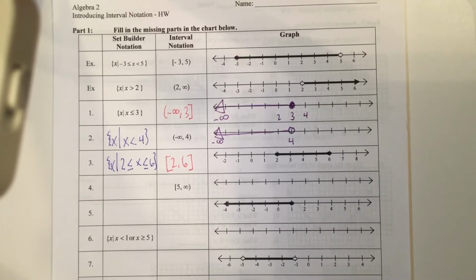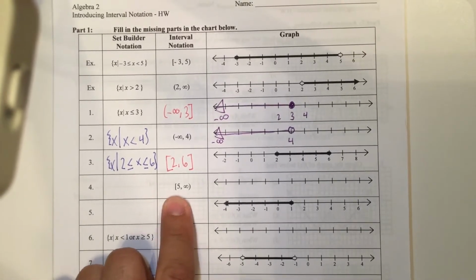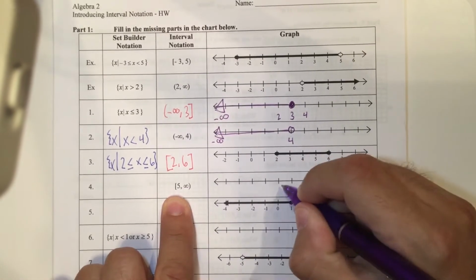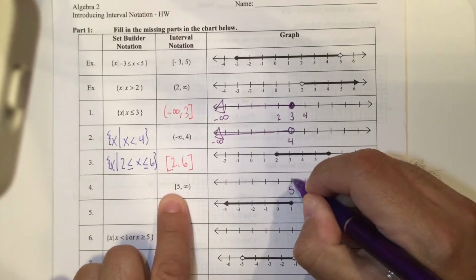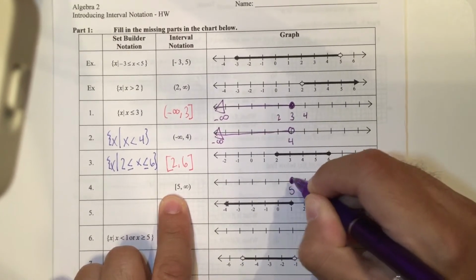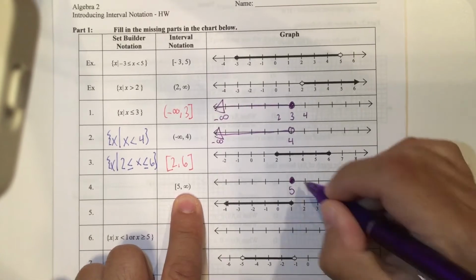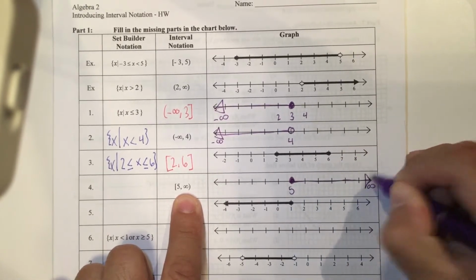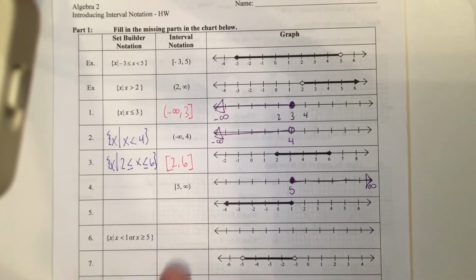All right, for number 4, 5 to infinity. So we start at our left side, which is 5, so just put a number right here. It's a bracket, so I know it's a closed circle. And this one heads towards infinity, which is now to the right. And draw my graph, and there it is, heading towards infinity.